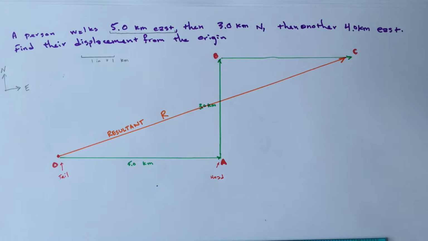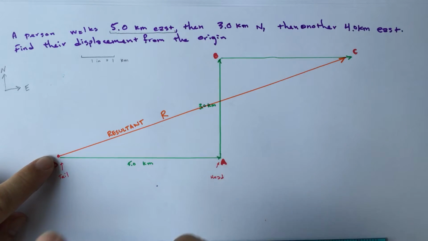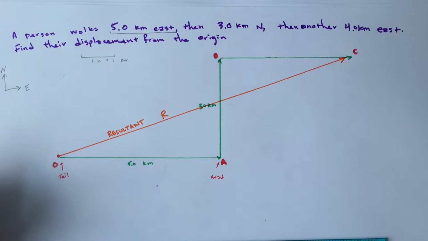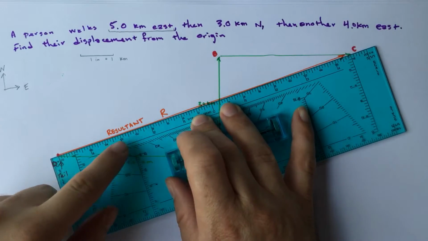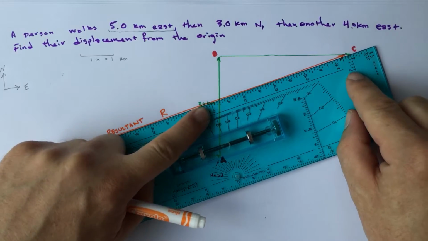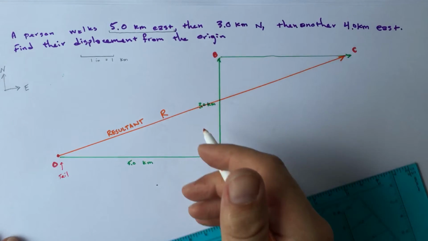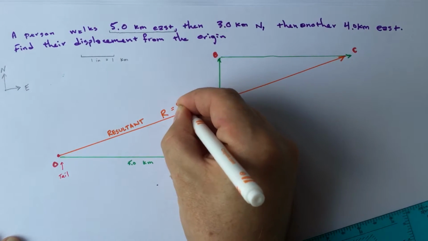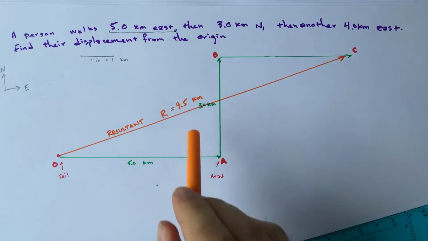And I want to know two things about it. In order to define a vector, I need to know what is its magnitude and what is its direction. So we're going to take a look at that. Graphically, I can measure this thing. I can put my ruler right on that, and I can say it looks to be 1, 2, 3, 4, 5, 8, 9.5 inches, which would make it 9.5 kilometers. So R is equal to 9.5 kilometers. But that's only half the story.